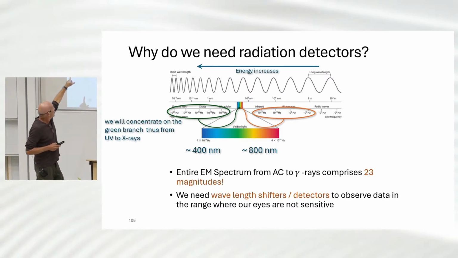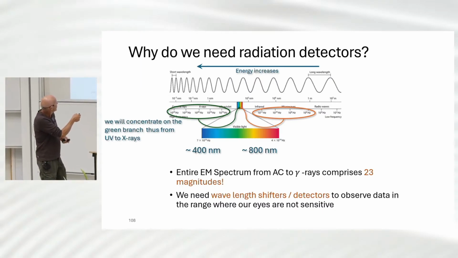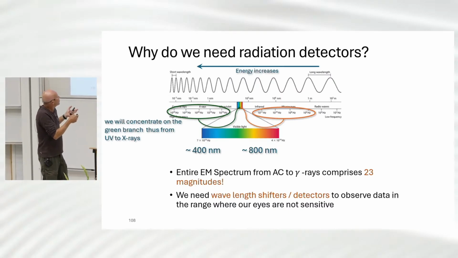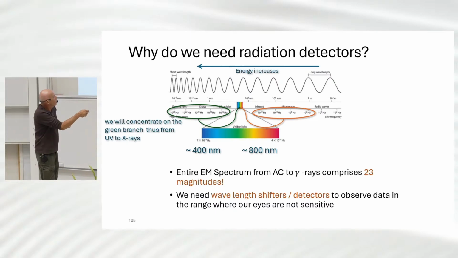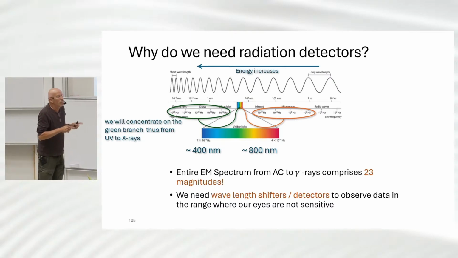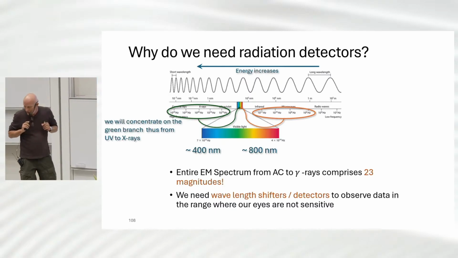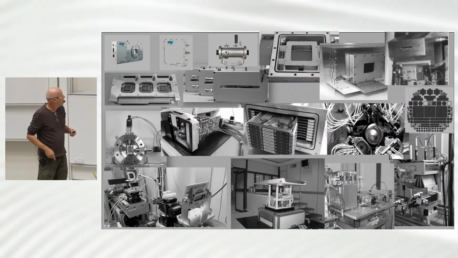So if you want to see data in the other ranges, for example here, from the ultraviolet to X-rays, we need some sort of instrument that is translating the information from that range into that one that we can see, right? Also this one. But I will concentrate on that one. So what we need are wavelength shifters, I would call them, and these are detectors.